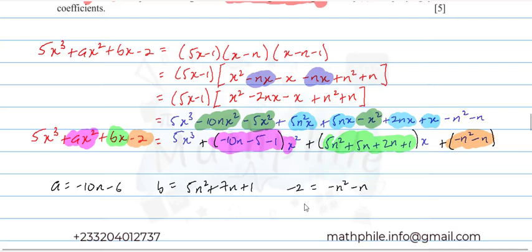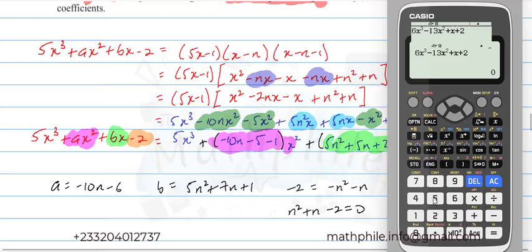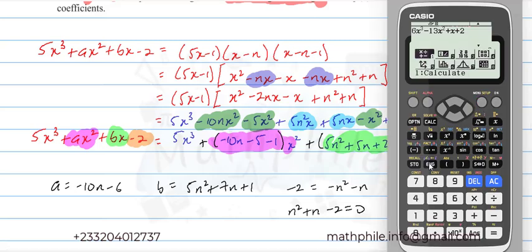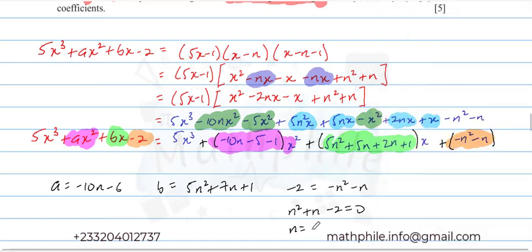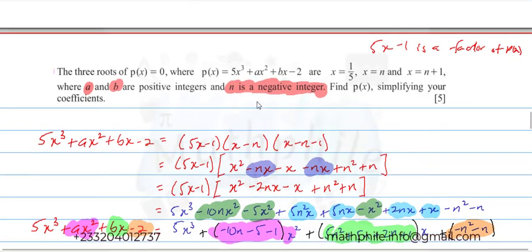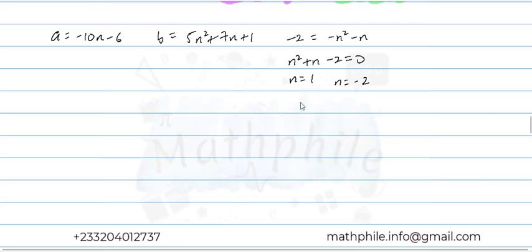So I can simply solve for this, take everything to one side. So n squared plus n minus 2 equals 0. Let's try to solve this quadratic equation using a calculator. So we've got 1, 1, and negative 2. So the answer is 1 and negative 2. So n equals 1 and n equals negative 2. But going back to the question, we're told that n is a negative integer. So therefore n equals negative 2.